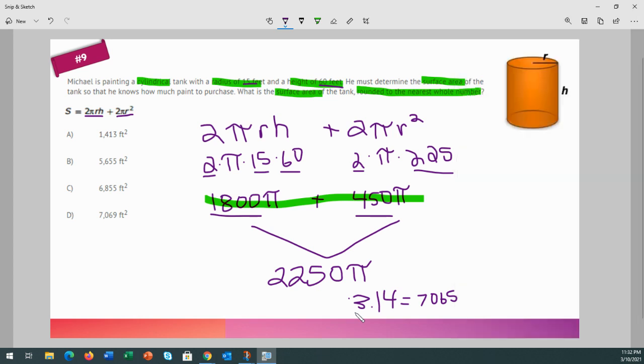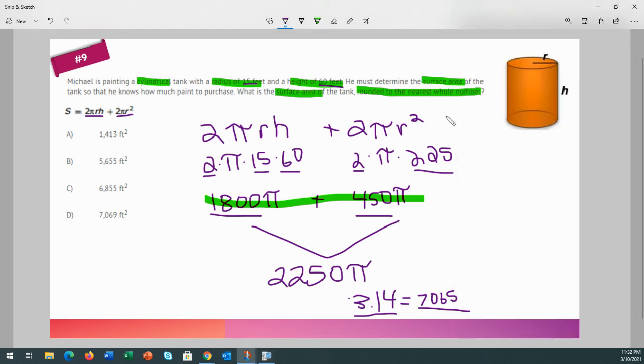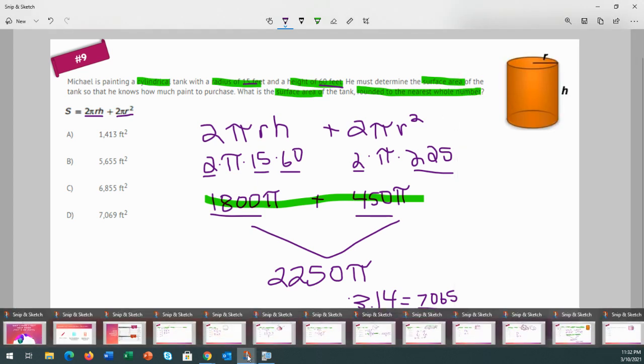So if it's multiple choice and you did 3.14 for pi, find the answer closest to what you got. Your answer is going to be a smidge off. If you use the pi button and use the full value of pi, you're much more likely to get that answer exactly right on the nose. Either way, you're going to get the right answer, though, I do believe.